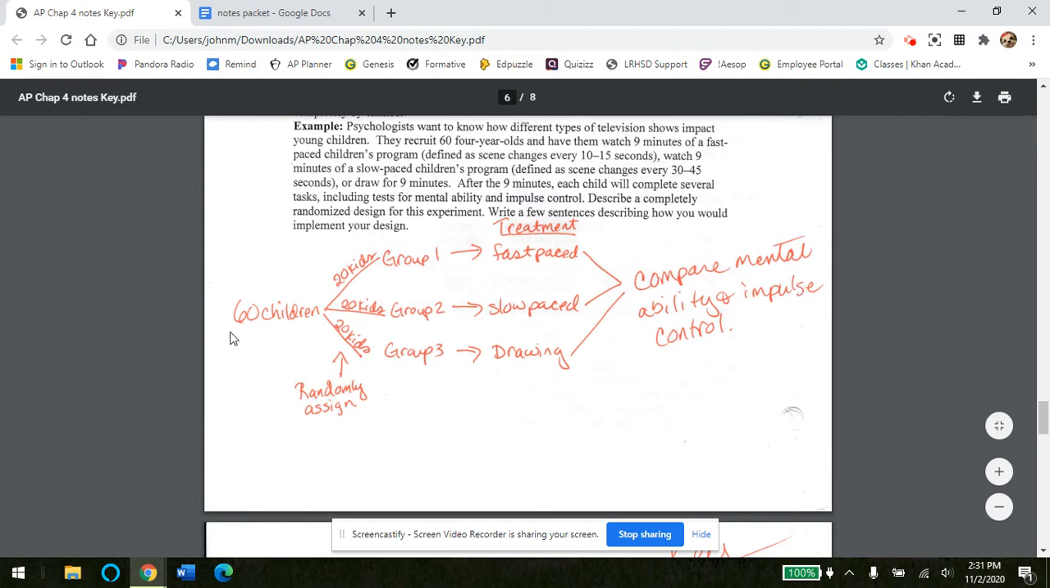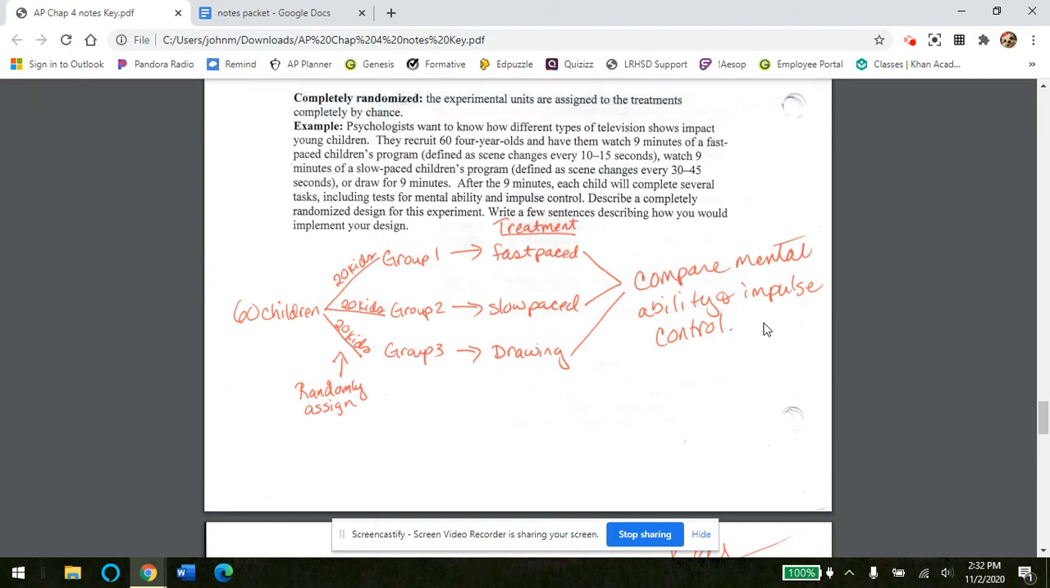I took my 60 children and broke them into 3 groups. I'm randomly assigning, and I really should say I'm doing it with a number generator or a random digit table, into 3 groups. This group is going to get my fast-paced show. This group is going to get my slow-paced show. This group is going to get drawing, the control. Then at the end, I'm going to compare all 3. I'm going to compare their mental ability and their impulse control. You should still write a sentence or 2 to summarize this.